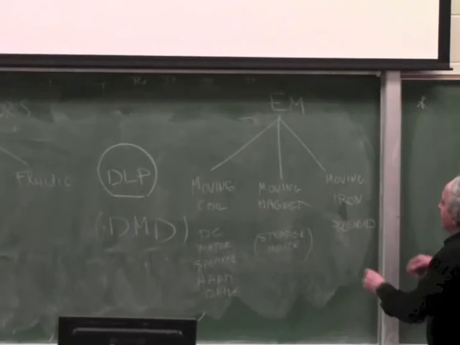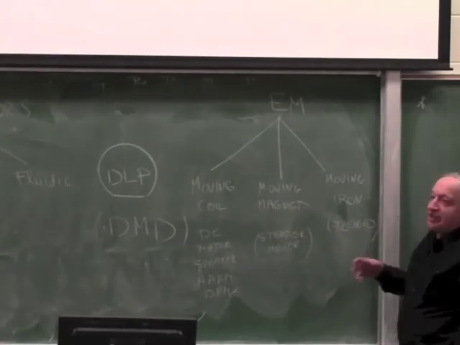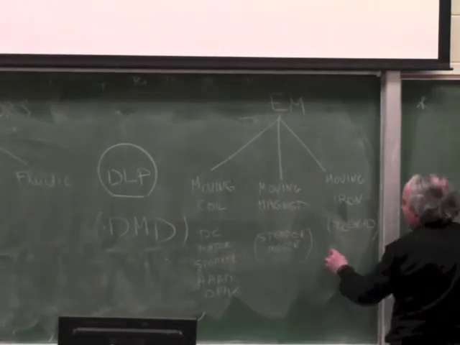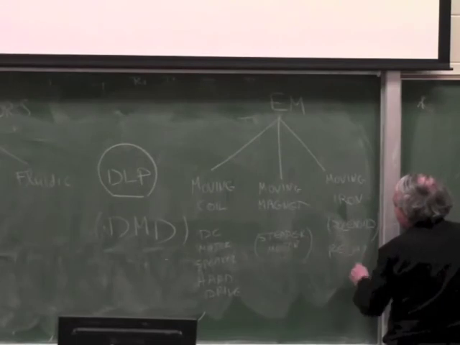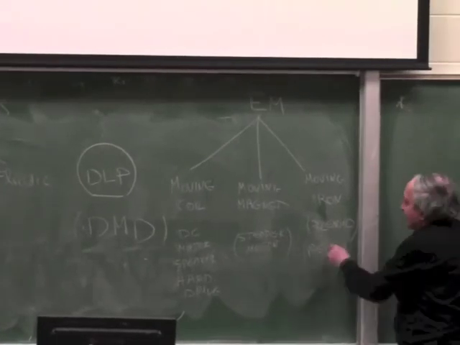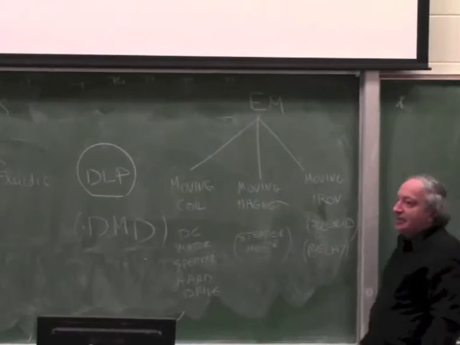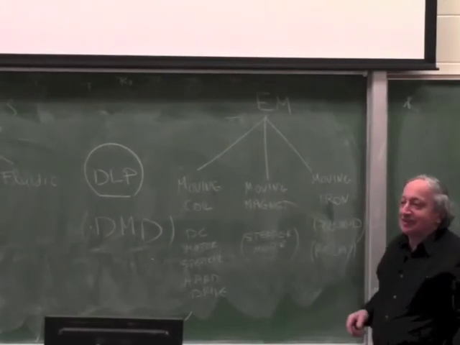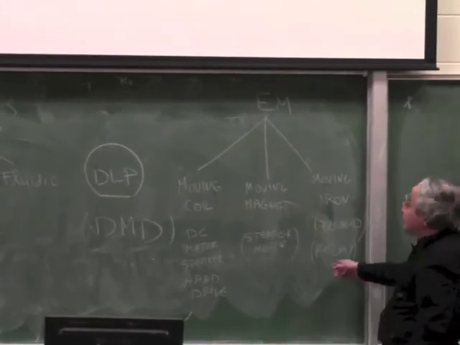So solenoid is moving iron. It is typically a relay, a solenoid, an electromagnet. These are all moving iron actuators, like a buzzer, a door buzzer, things like this. They are moving iron actuators.